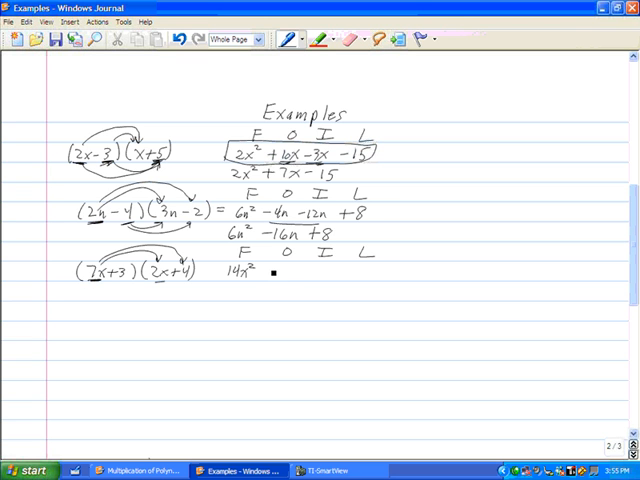7 times 4 is 28, and there's the x. We're finished with the 7x because it's been distributed all the way through. Now for the 3. 3 times 2x is 6x, and 3 times 4 is 12. Now to combine the like terms, 28x and 6x is 34x, and there's your 12. So that is the FOIL method.